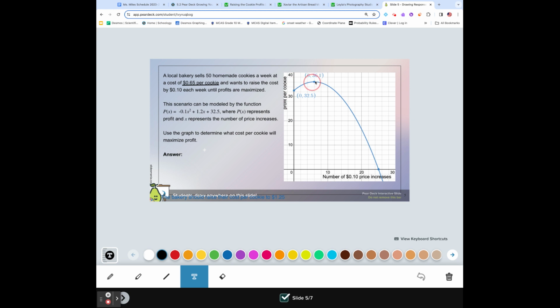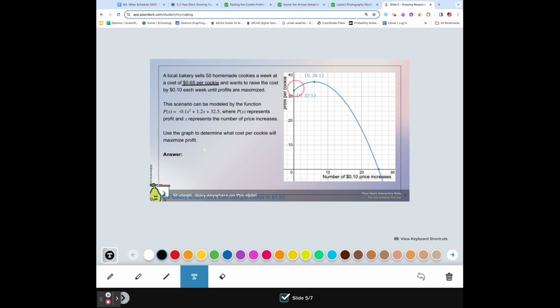I have a maximum point here, and these coordinates represent something in the context of the problem. This y-intercept represents something. The x-intercept represents something. We have the equation that models this function, and we want to determine what cost per cookie will maximize the profit. Now, this is a tricky problem. This is tricky. So in this particular problem, you want to look at the original cost per cookie.